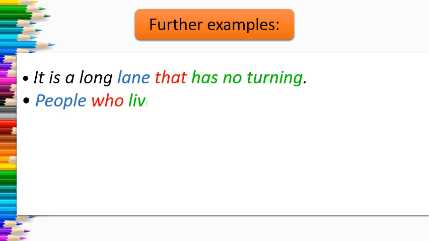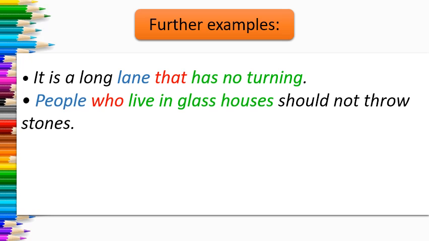Number 2, people who live in glass houses should not throw stones. Here, people should not throw stones is the main clause. Who live in glass houses is the subordinate clause. This clause is starting with the relative pronoun who. That is why it is considered an adjective clause, because this complete adjective clause is modifying the noun people here. Which people? Who live in glass houses.